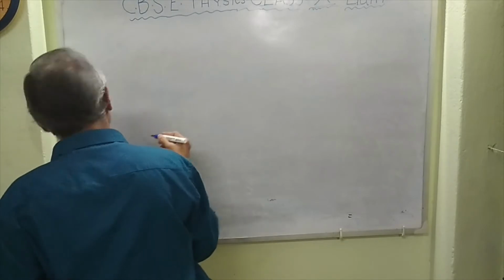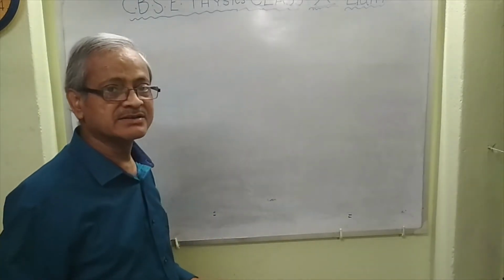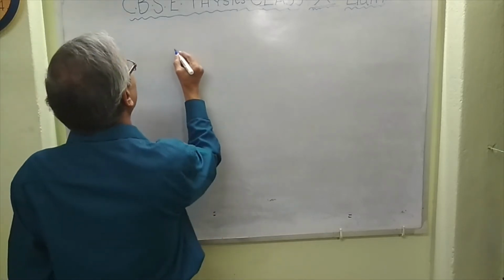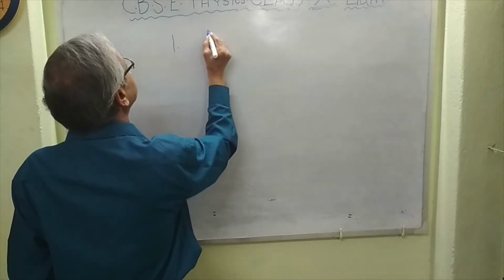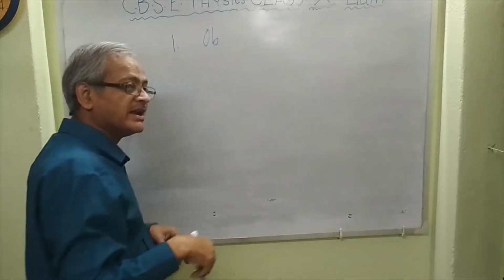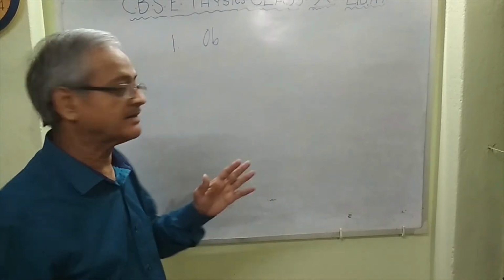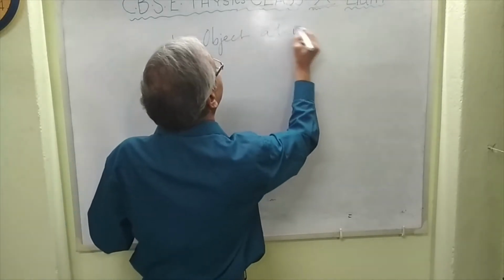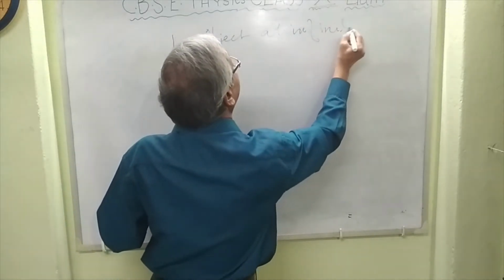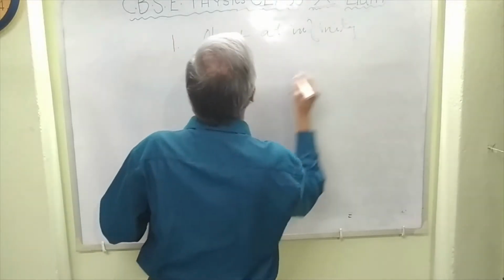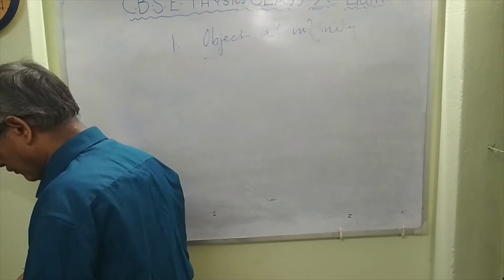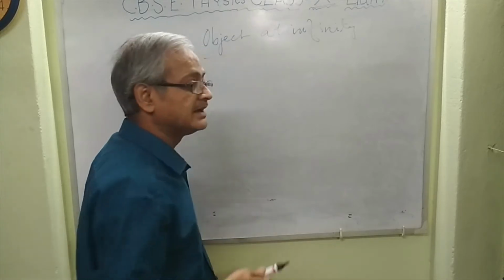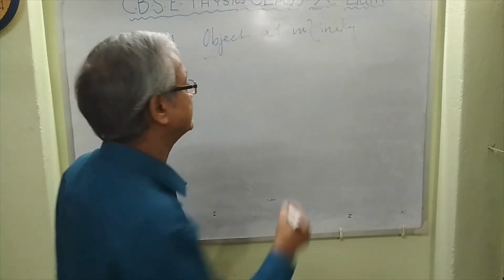At first you see that for various positions of the object from the mirror we have some situations, right? Number one, object at infinity, that is, the object is situated at infinite distance from the concave mirror. Object at infinity, that is, distance equal to infinity. Now we see what images will be formed by it, right?